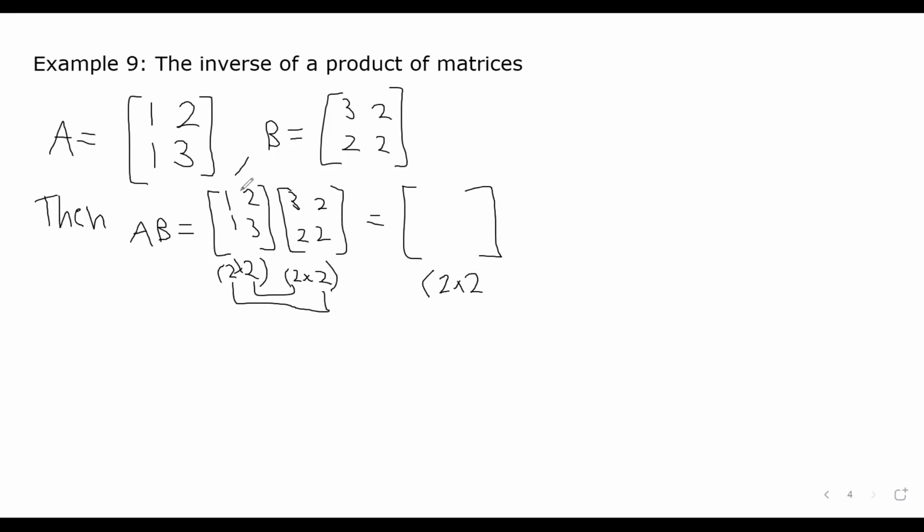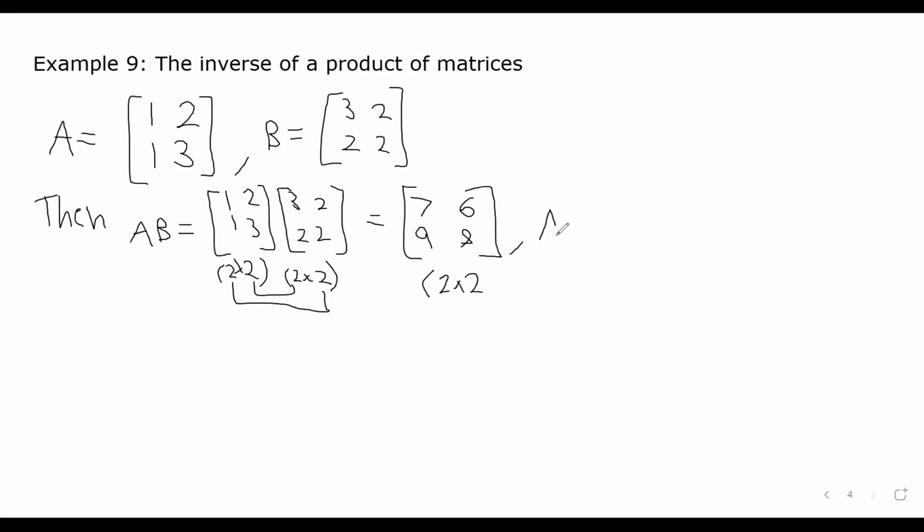So for the entry in the first row and first column, take the first row, first column, multiply corresponding components, add products. 1 times 3 plus 2 times 2. 3 plus 4 is 7. First row, second entry. First, select the first row here, the second column there. Multiply corresponding entries, add products. 1 times 2 plus 2 times 2. 2 plus 4 is 6. And just keep going. 3 plus 6 is 9. And 2 plus 6 is 8. So you get 7, 6, 9, 8.